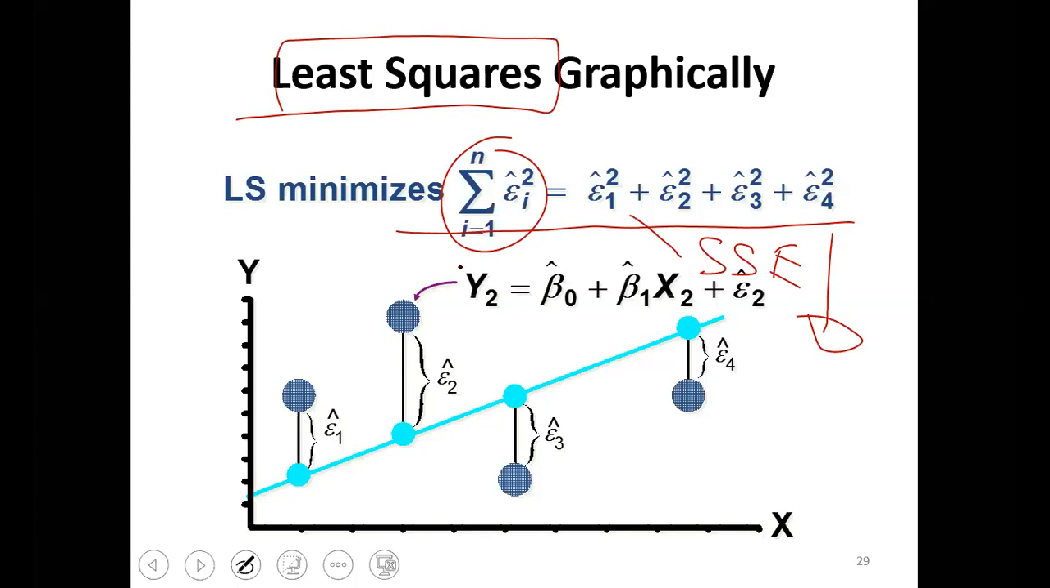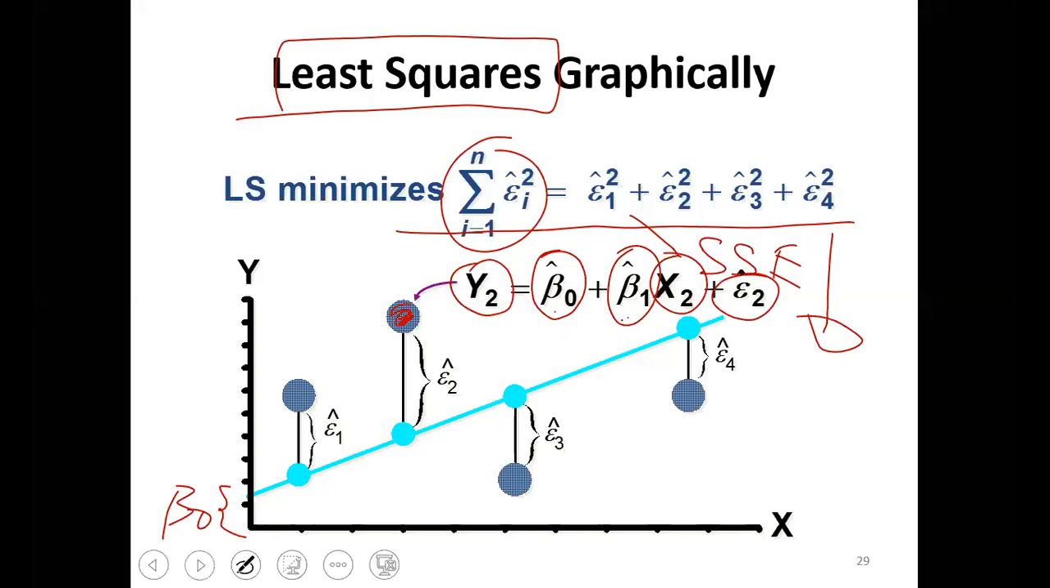This is the observation of the second one, Y2. Y2 observation is given by beta naught. Beta naught is the intercept here. For a given data, it is constant. Then beta 1 is the slope, which is also constant for a given data. Then you have this x2 variable, the x variable of the second observation, and the respective error term.